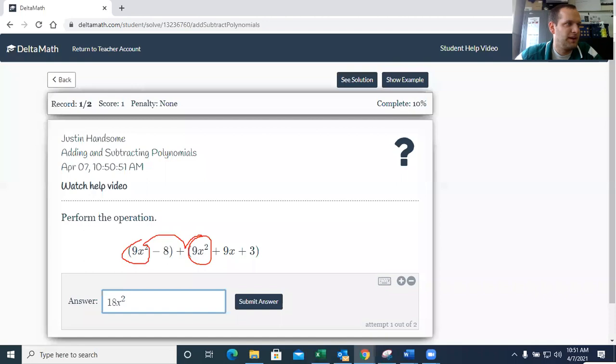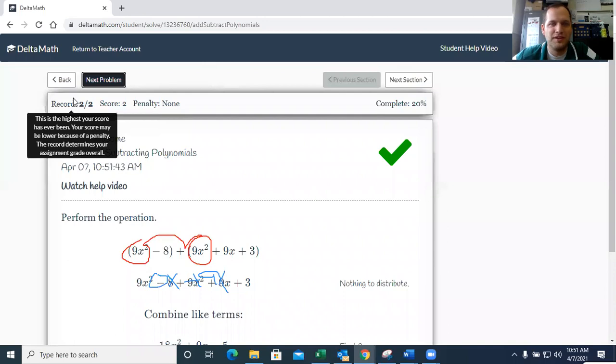Then we have a 0x, because there's no x's on that first equation, plus 9x. What's 0 plus 9? It's just 9x. Then we have negative 8 plus 3. What's negative 8 plus 3? It's negative 5. What? Yeah, you better believe it. Use a calculator if you don't believe me. Negative 8 plus 3 is negative 5.